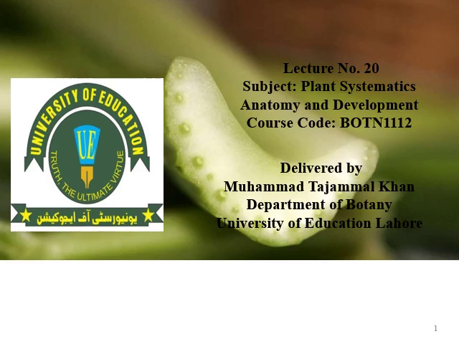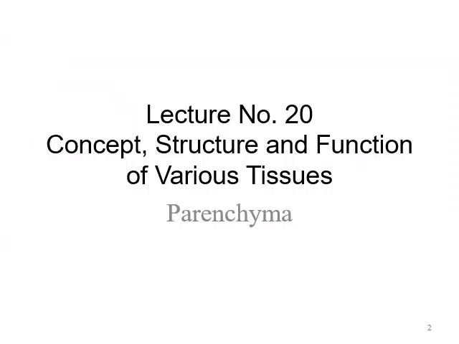Today, we will discuss a topic from one of the core subjects of botany, that is plant systematic anatomy and development. The course code of this subject is BOTN 1112. So this is lecture number 20, that is related to the section of plant anatomy. In this lecture, we discuss the concept, structure and function of various tissues, particularly parenchyma.